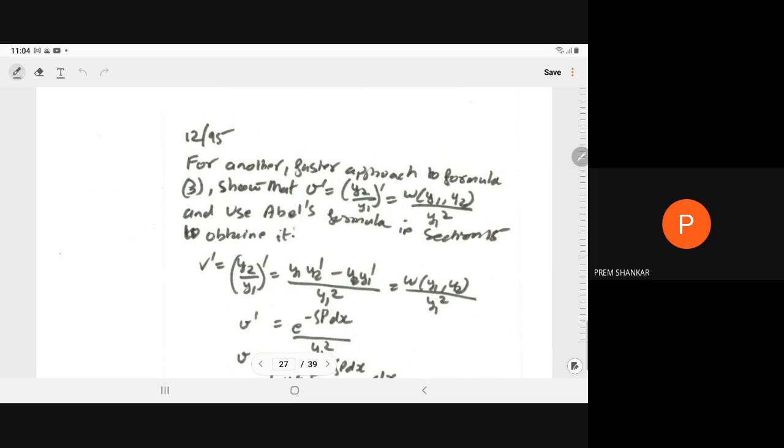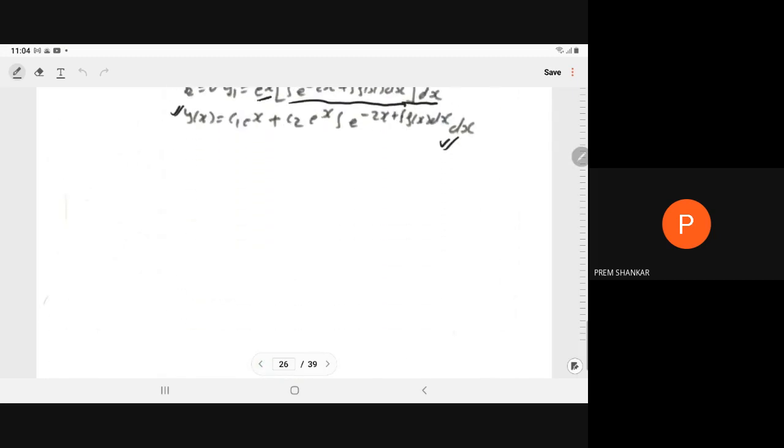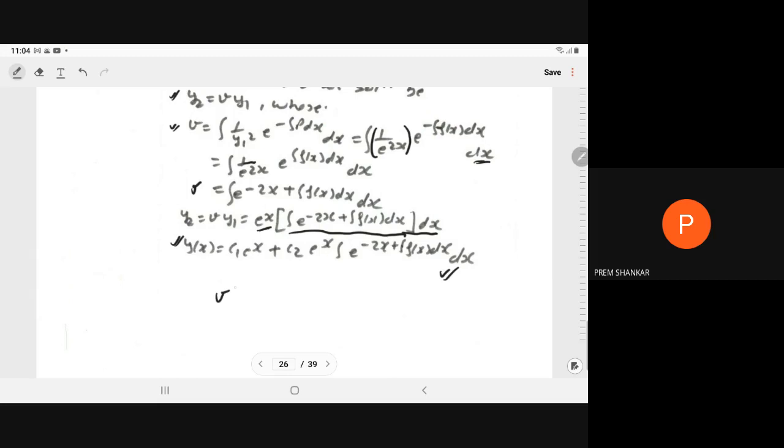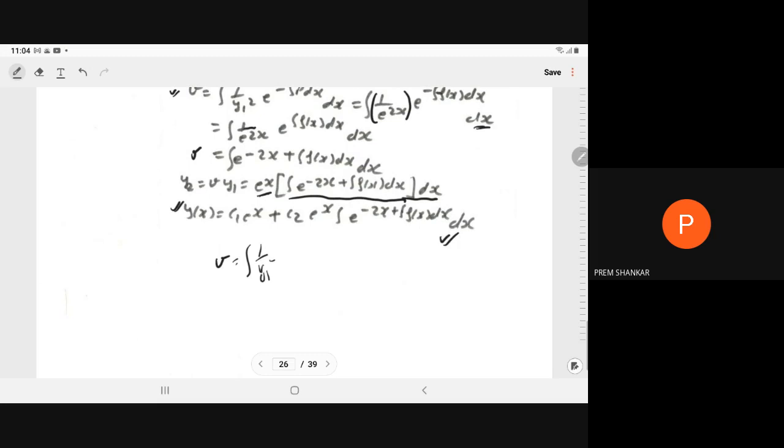Now we have the short formula for this, whatever we have computed, the formula for the v. So that is your question from your book. For another faster approach, formula 3. Formula 3 is what? v is equal to integral 1 upon y1 square, e to power minus integral p dx, into dx. So that is your formula 3.